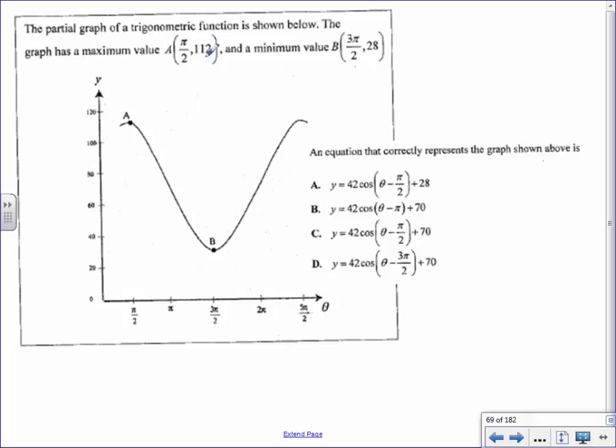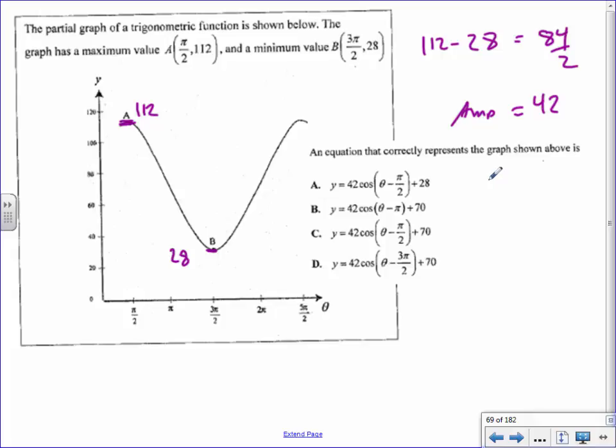Do you see how this value up here is at 112? And this low value right here is at 28? In terms of raw distance, how far is it from 112 to 28? Like if you subtract the two numbers, how far is 112 minus 28? Okay, now 84 isn't your amplitude. 84 is how far it is from top to bottom. Hopefully you'd agree with me though, if you cut it in half, that would give you 42. That is your amplitude.